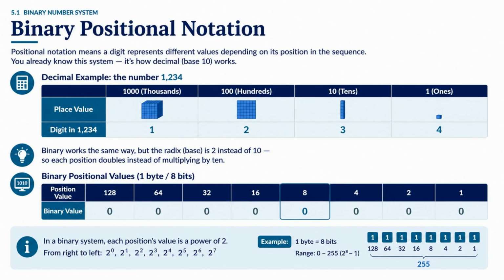Positional notation means a digit's value depends on where it sits, exactly how decimal already works. In 1234, the columns are 1000s, 100s, 10s, 1s. Binary works identically, but the radix is 2 instead of 10, so each position doubles instead of multiplying by 10. 128, 64, 32, 16, 8, 4, 2, 1 for 1 byte.